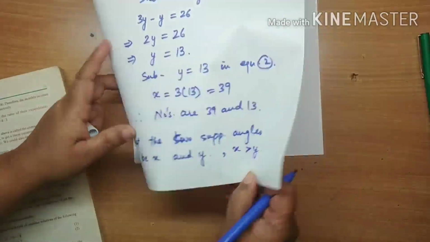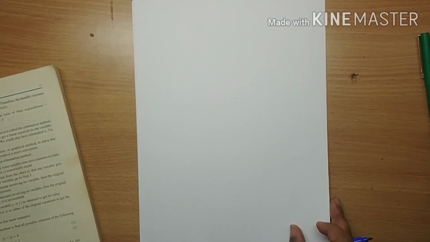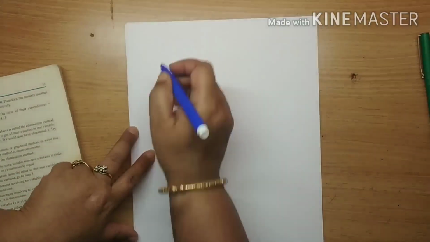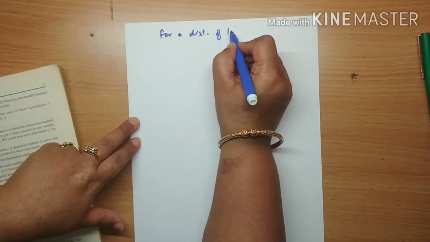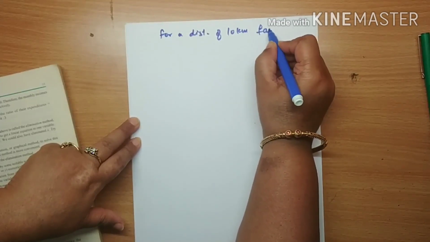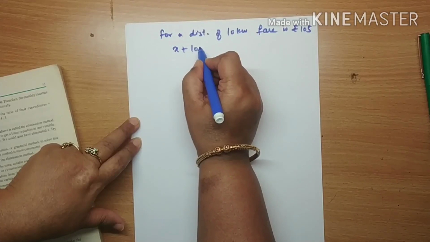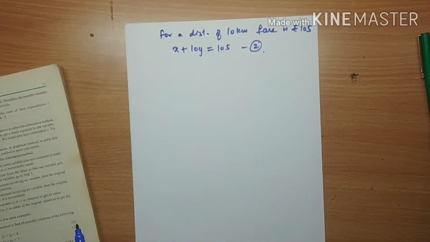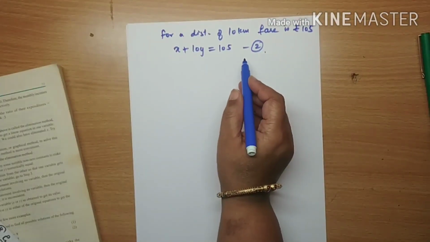Second equation now, children. Now he says in this question that for a distance of 10 kilometers, the fare is rupees 105. So X plus 10Y is 105. This is the second equation. So the first equation is X plus 15Y equal to 155, and the second equation is this.